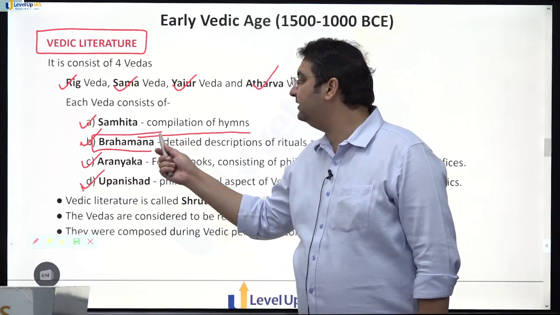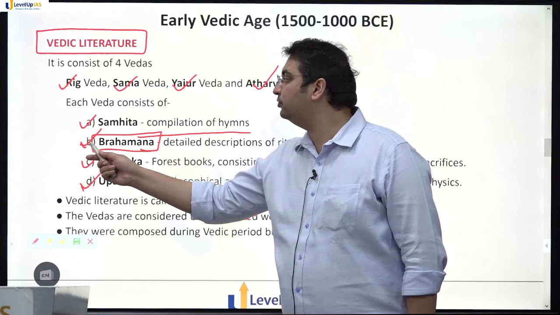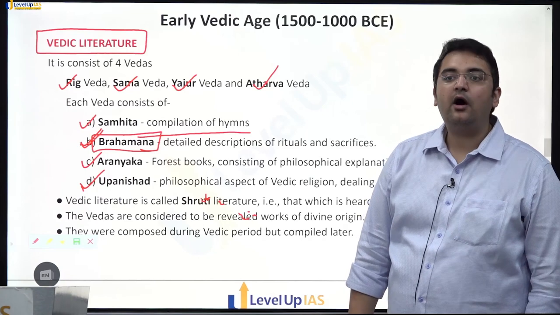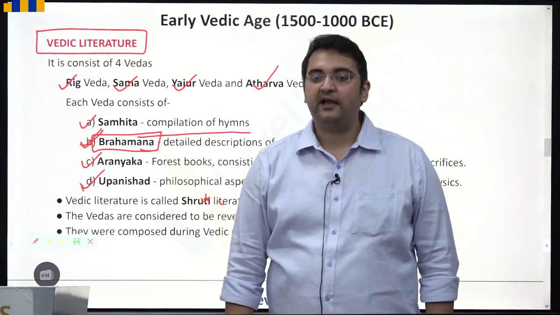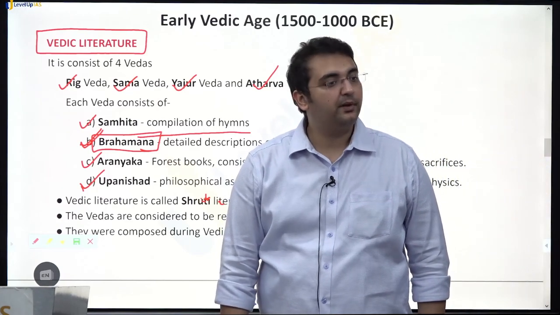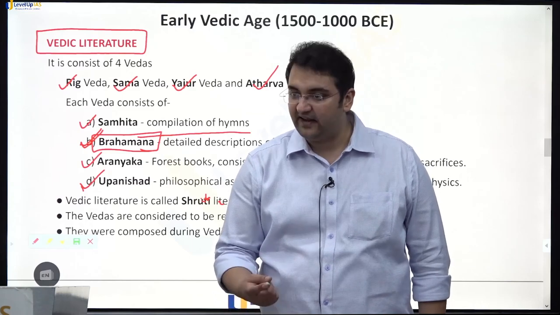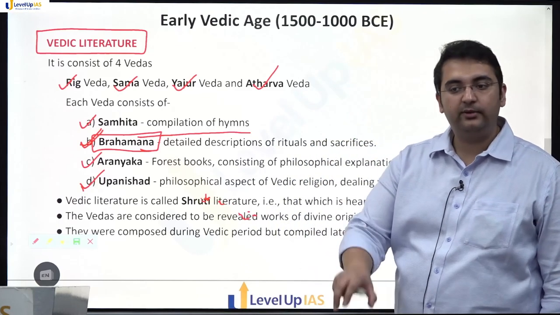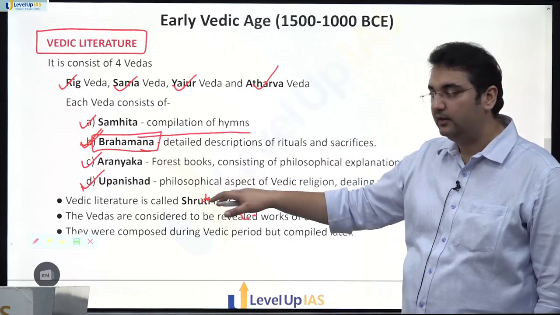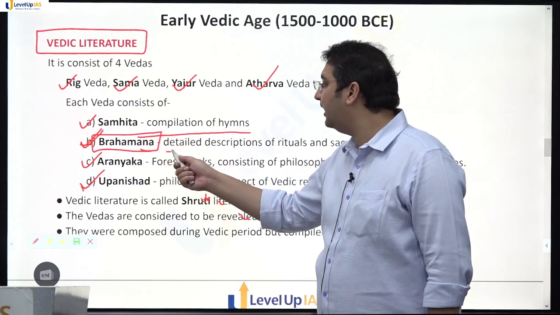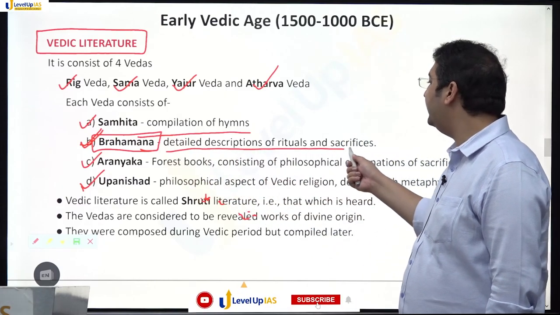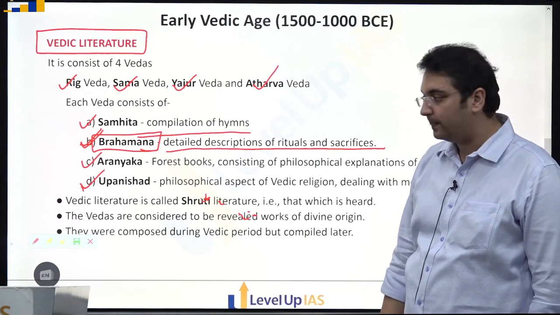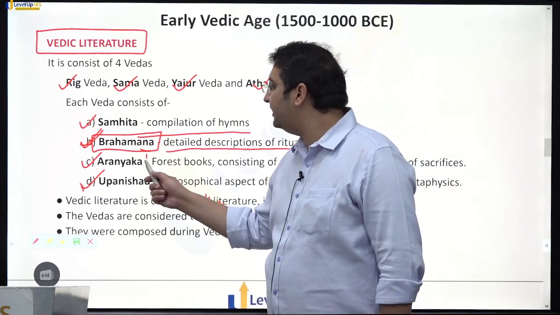Every Veda has a procedural text known as a Brahmana. Now, along with the chanting of hymns, you are also supposed to perform certain sacrifices. And those sacrifices have to be performed in accordance with a prescribed ritual. So, the Brahmanas contained what? Detailed descriptions of rituals and sacrifices. Okay?